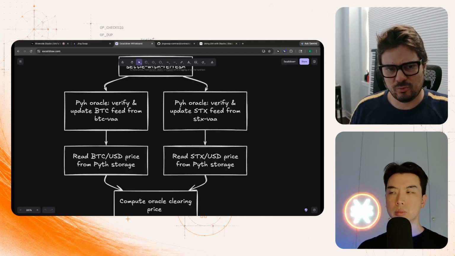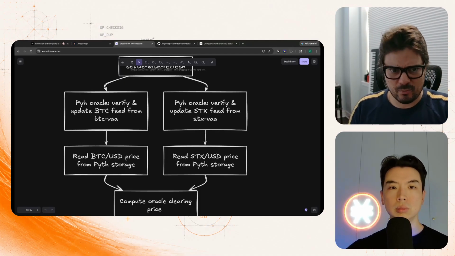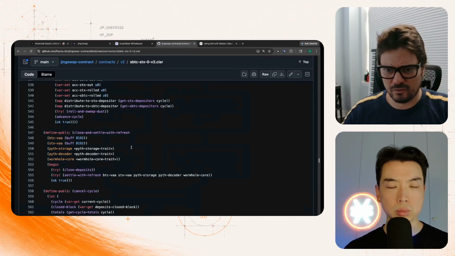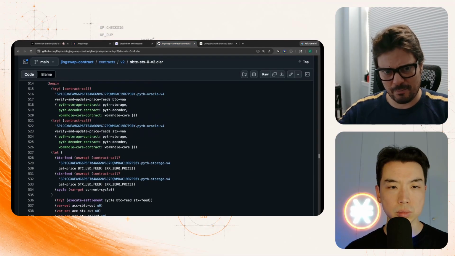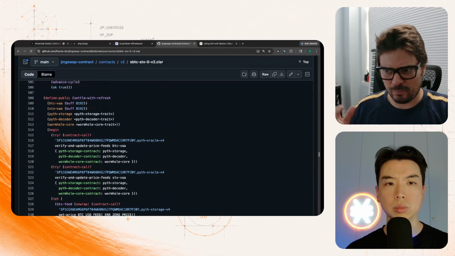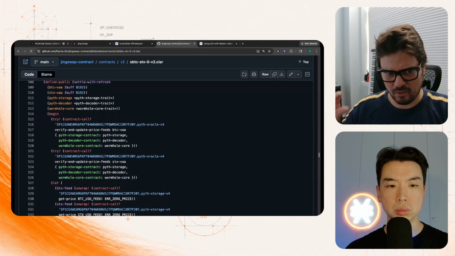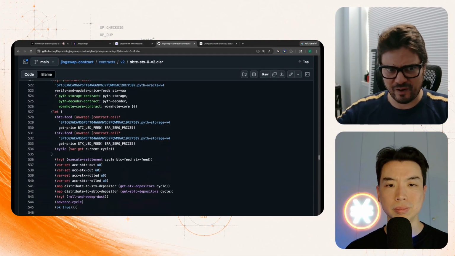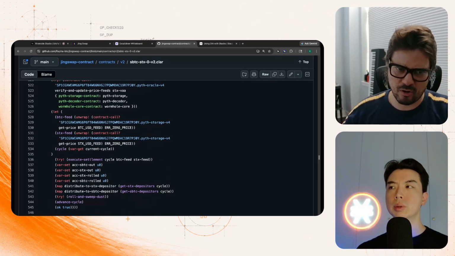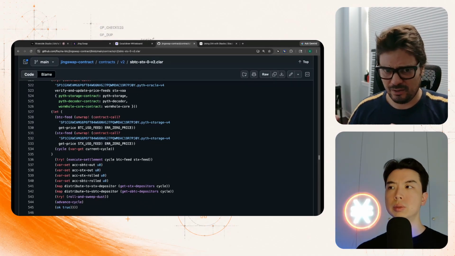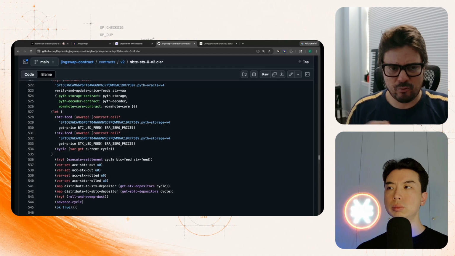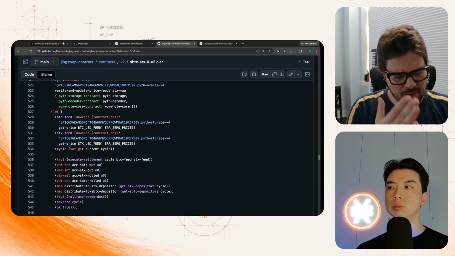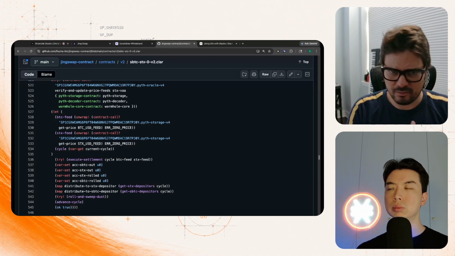What we have in JingSwap is, freshness must be within 80 seconds versus the Stacks block height timestamp, and price must be within 2% of the interval. I'm just repeating, and it should not violate the user's limit. It's very strong security gates. They didn't have any of that. They were just saying, if this price is fresher than the last price, then proceed.